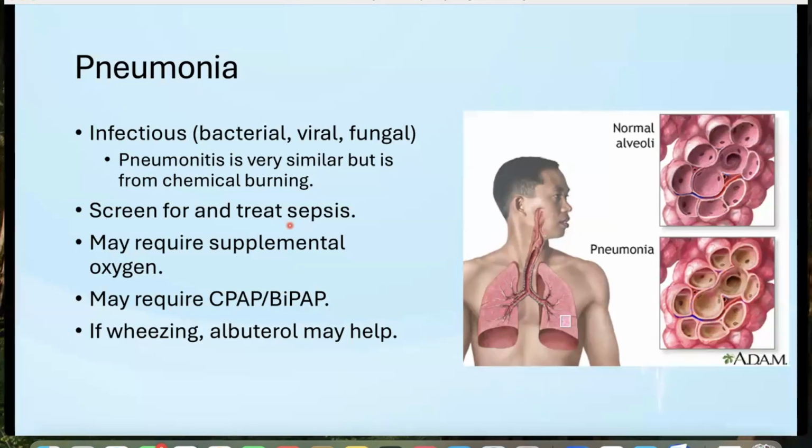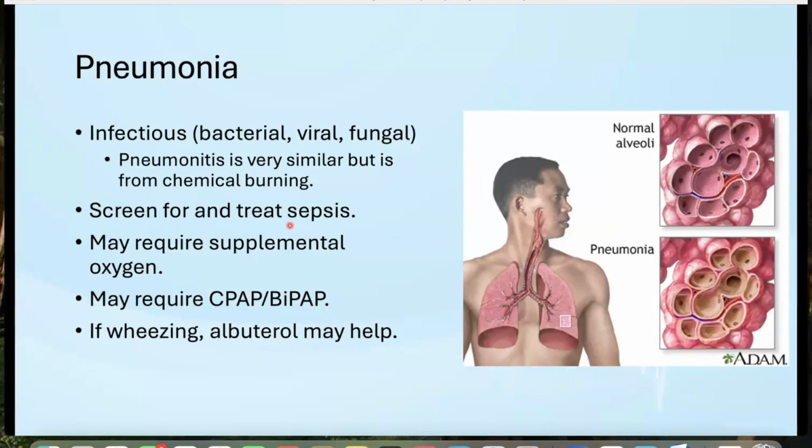Pneumonia. So pneumonia can be caused by a variety of different things. Most common that causes problems in adults is going to be bacterial pneumonia. Pneumonitis is very similar, but is more from chemical burning, whether that be stomach acid because you aspirate, or because of an inhaled toxic gas. When we are dealing with somebody who potentially has pneumonia, we need to screen for and aggressively treat their sepsis.